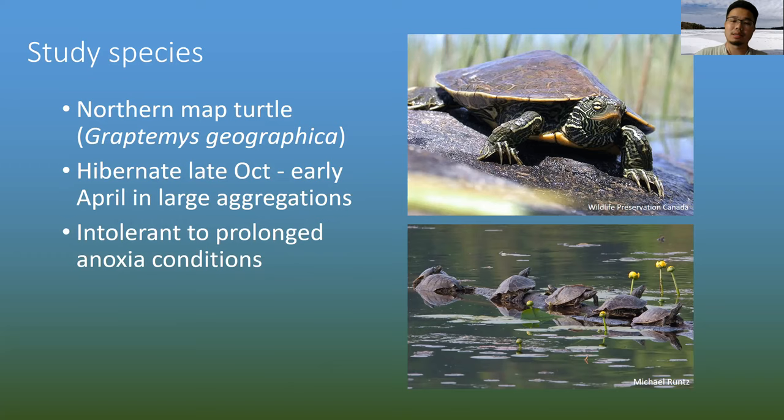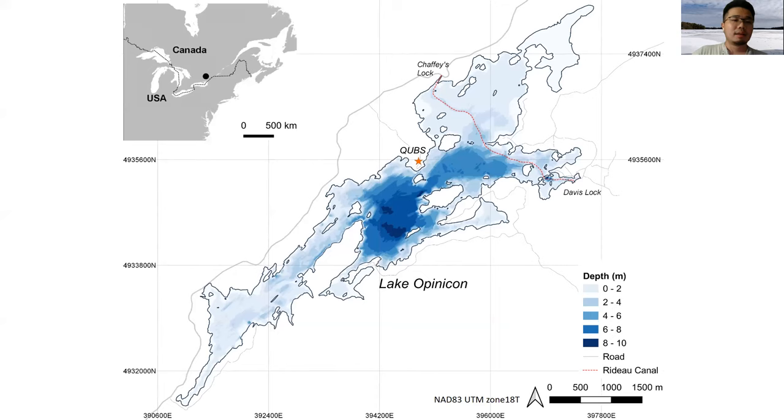And as I mentioned before, they are intolerant to prolonged anoxia conditions. If I remember correctly, that is less than 50 days. So if the lake they are hibernating in does not provide enough oxygen for the winter, the map turtle will simply not be there hibernating, or not even be there in the summer because they have nowhere to go in the winter.